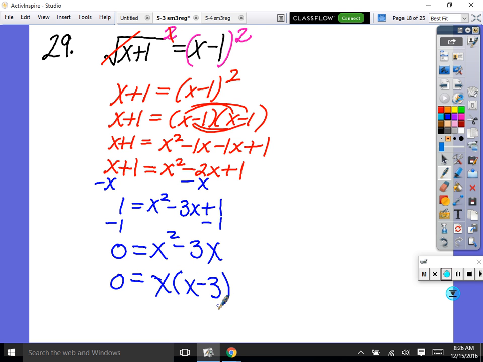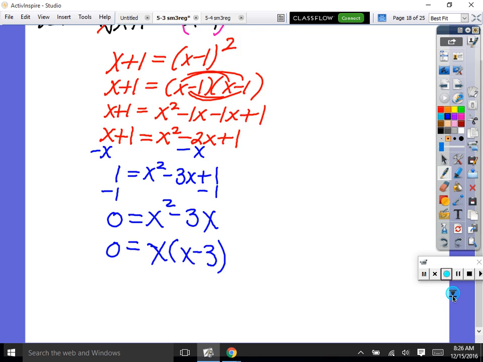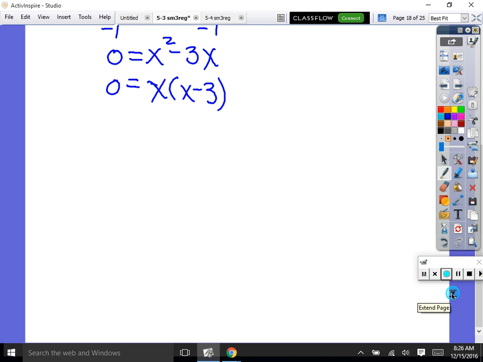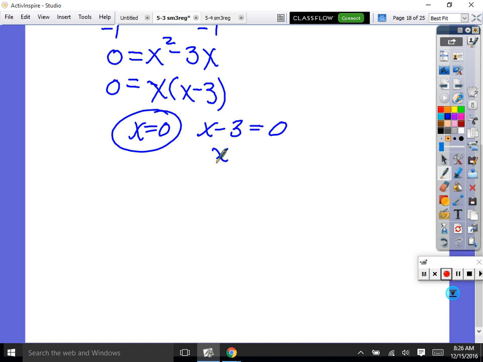Now we've got it down to its linear factors. What do we do next? Good. Cassandra says, put each of them equal to 0. X equals 0, x minus 3 equals 0, and solve for x. X equals 0 is a solution, correct? Yes. And x equals 3. There's our two solutions as far as we know.